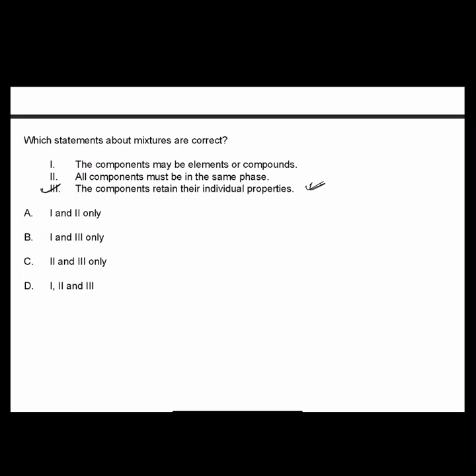Components may be elements or compounds. This is also correct. Your component may be in elemental form or in compound form. There is no problem. The problem is with 2. It's not true that all components must be in the same phase. It's a mixture, it can be a homogeneous or heterogeneous mixture. It's not specified exactly in the question. So we can say options 1 and 3 are the only solutions. So I would go with option B.